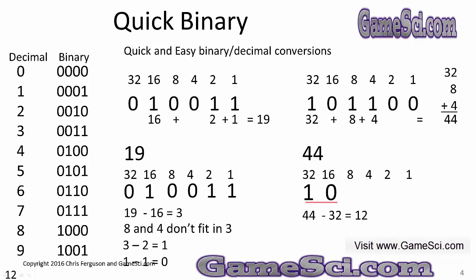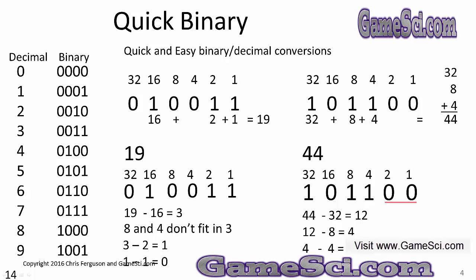12 does not fit into 16, so I'll put a 0 under the 16. Is everyone clear why I put a 0 under the 16? Because 12 is what I have left over, and 16 does not fit into 12. However, 8 and 4 do. 12 minus 8 equals 4. Since 8 fits into 12, I'll put a 1 under the 8. Since there's a 4 left over and a 4 fits into 4, I'll put a 1 under the 4. However, after that, there's nothing left, so 2 and 1 get a 0 underneath them.